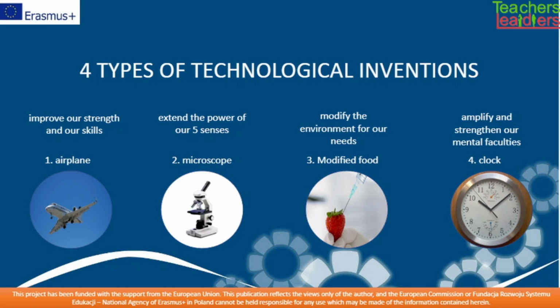The first one is the category of inventions that improve our strengths and our skills, such as the airplane. The second one are inventions that extend the power of our five senses, like the microscope. The third modify the environment for our needs, such as modified food. And the fourth amplify and strengthen our mental faculties, like the clock.